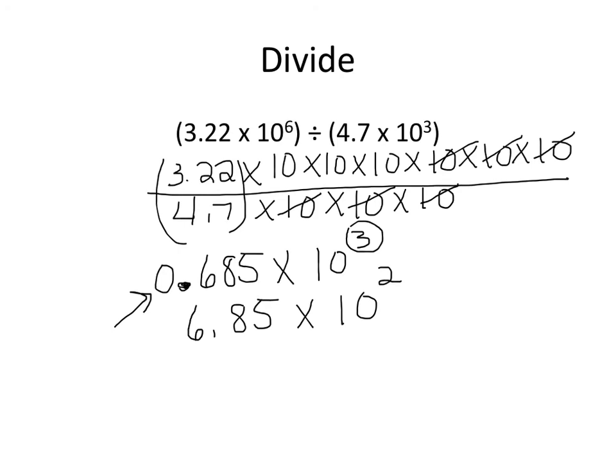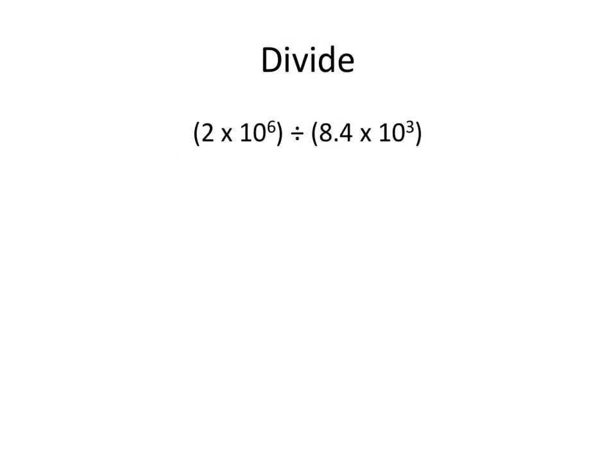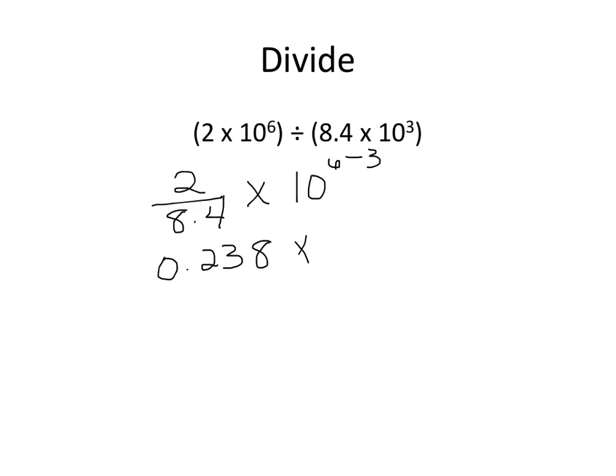You may have noticed that to get this 3 that I have right here, I could have just subtracted the exponents. And so that's what I'm going to do with the next example. With this, I'm going to divide the 2 by 8.4, and then take it times 10, and I'm going to subtract the exponents instead of writing them all out. So 6 minus 3. So 2 divided by 8.4, again I'll have to round it, but it comes out to 238 thousandths times 10 to the third power.